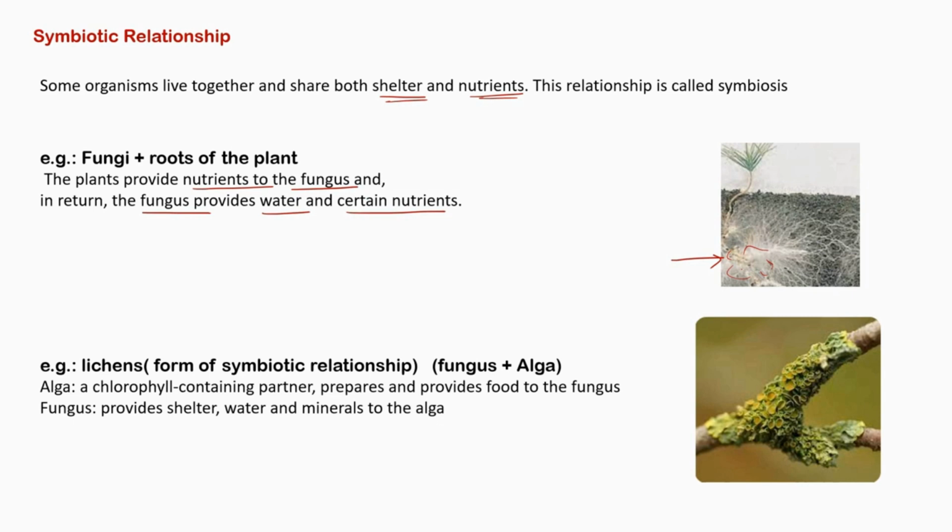Now another example is lichens. In lichens, there will be two organisms, one is fungus and the other one is alga. So alga is the chlorophyll containing partner. Here, as we can see, this is alga. Alga is providing food to the fungus because it has chlorophyll, it can perform photosynthesis, so it can give food to the fungus, whereas the fungus will provide shelter, water and minerals to the alga. So here this is a fungus and this is an alga. In turn, both are giving something to each other and they both will survive.